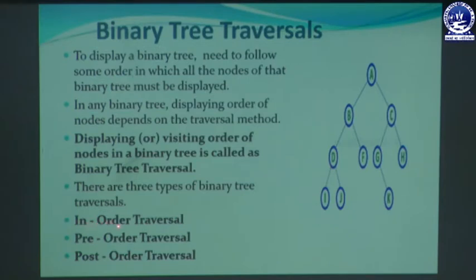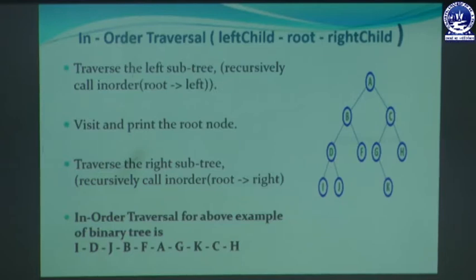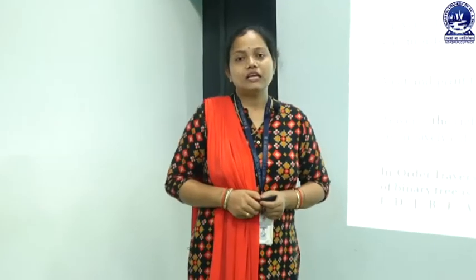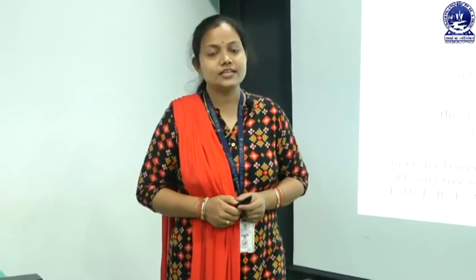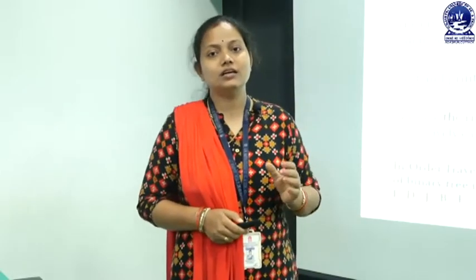So, first we will see the in-order traversal. In-order traversal is based on the concept of left child, root, and right child. Consider this is our binary tree, and we will visit all the nodes present in the binary tree by using one of the traversal methods, the first being in-order traversal. So, in in-order traversal we will first visit the left child, then we will visit the root node, and then we will visit the right node.